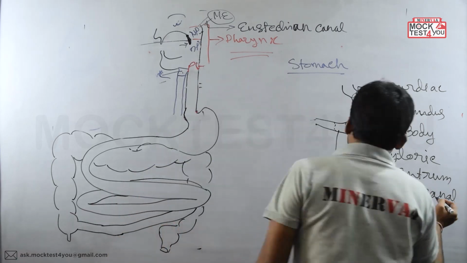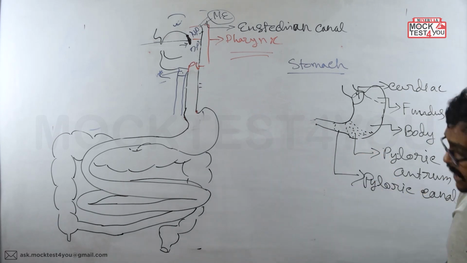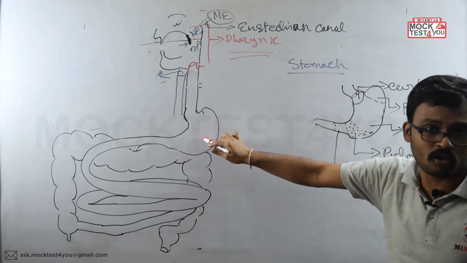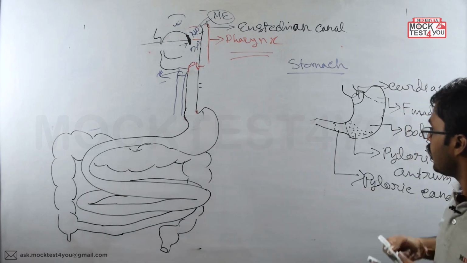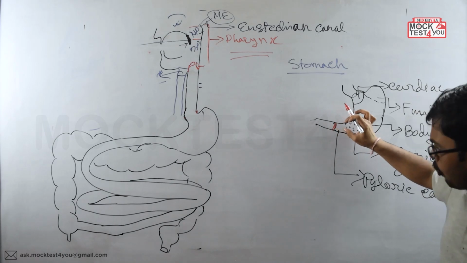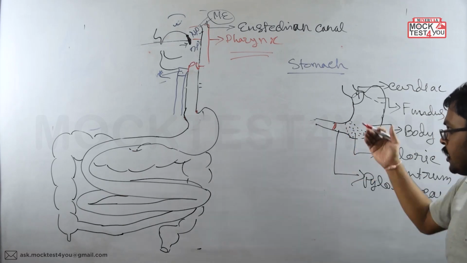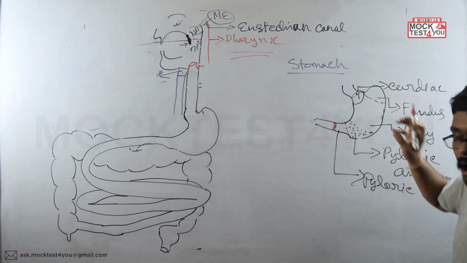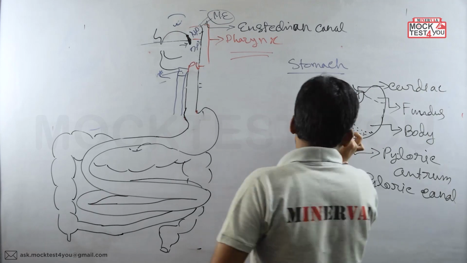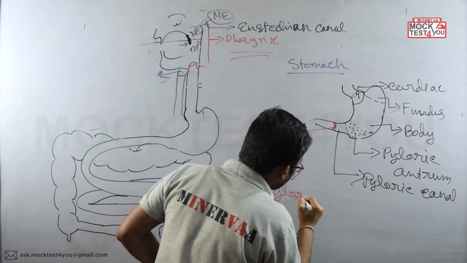At the end of the pyloric canal, another sphincter is present, which stops the movement of food from the stomach to the small intestine until digestion is completed over here. This sphincter keeps the orifice closed normally, when the food is digesting inside the stomach. What is the name of this sphincter present here? The sphincter is called the pyloric sphincter.